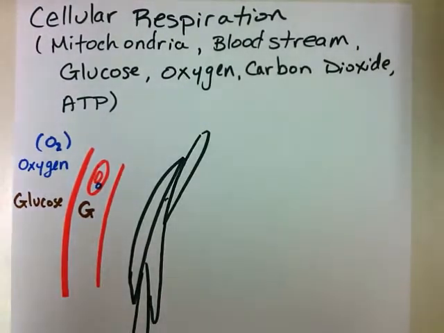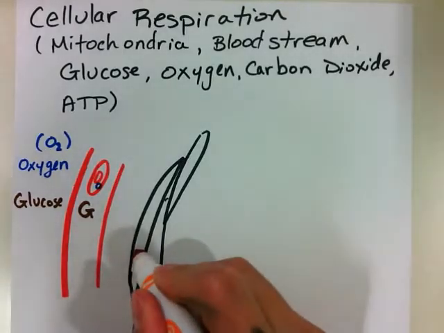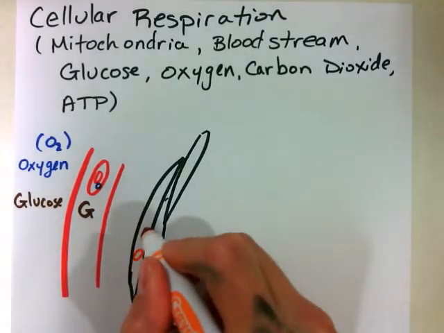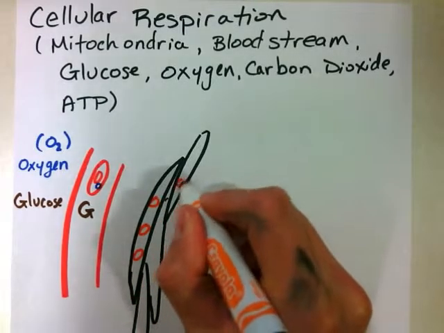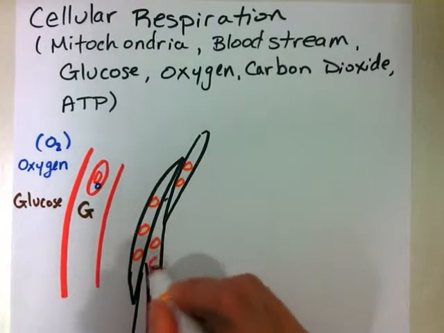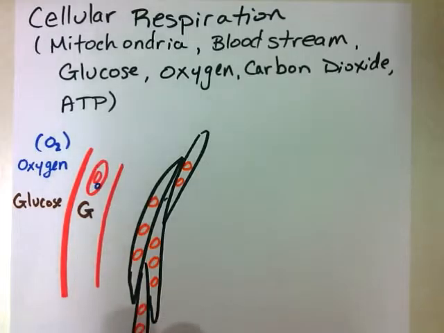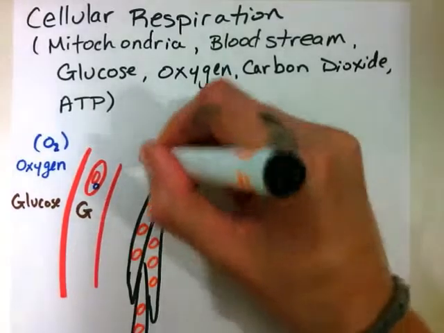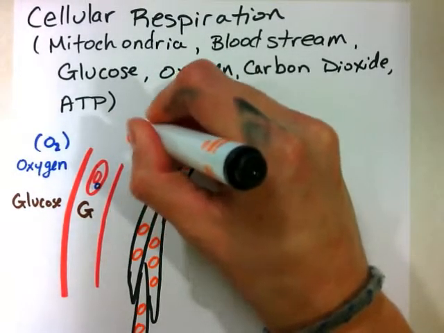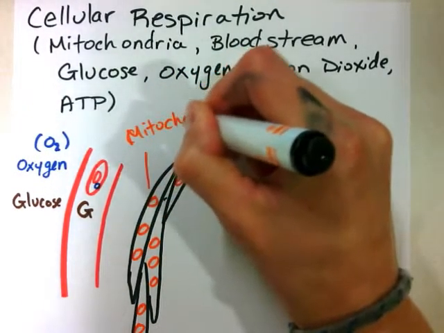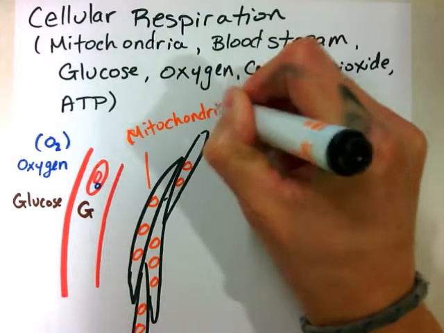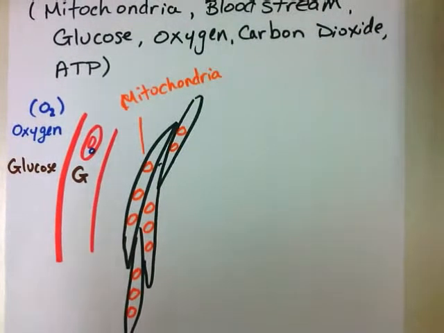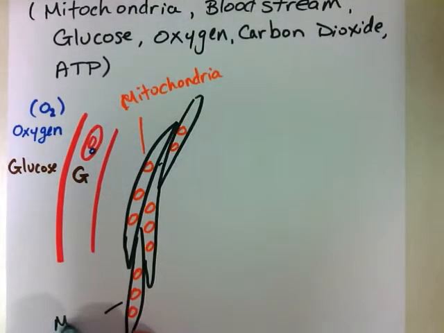Inside these muscle cells we have these things called ATP. I'm sorry, I meant to call them mitochondria. The more mitochondria are in a cell, the more ATP it makes. These are the muscle cells.